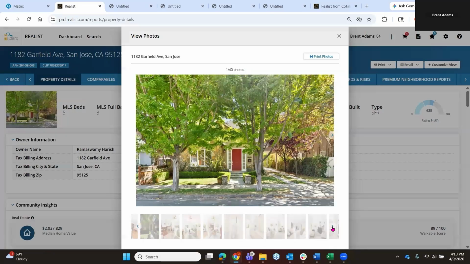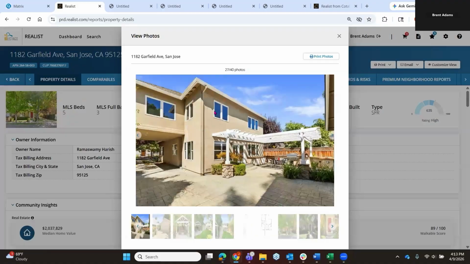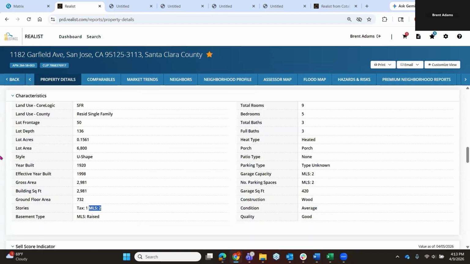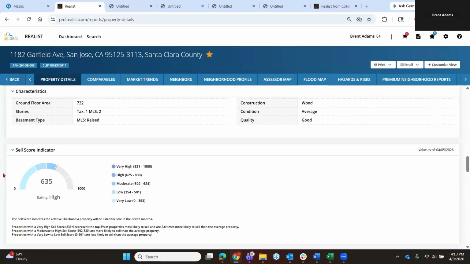Of course, I picked a property that's completely obscured, so it does look like it might just be a one-story home. No, it is 2 stories, as you can see. So maybe an error made by the county there, but it's nice that we're getting the information from two different sources, so you can also always be sure that you're getting the full picture of these properties too.